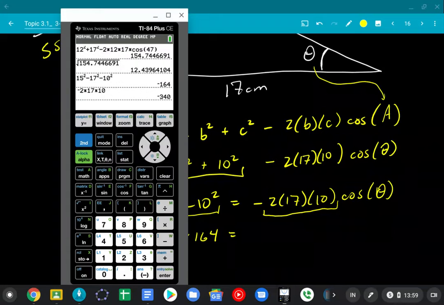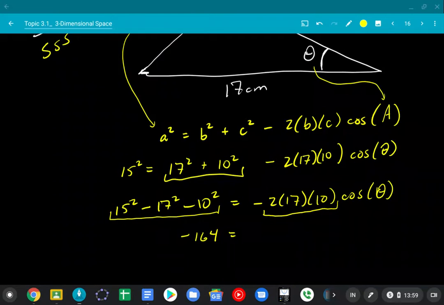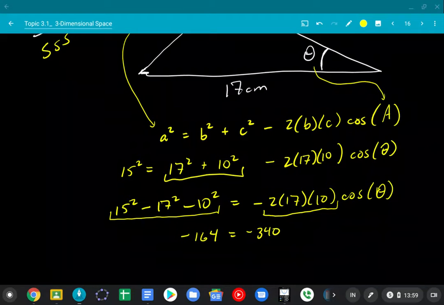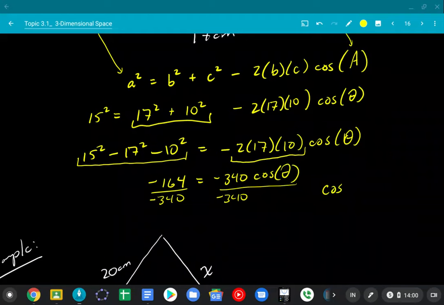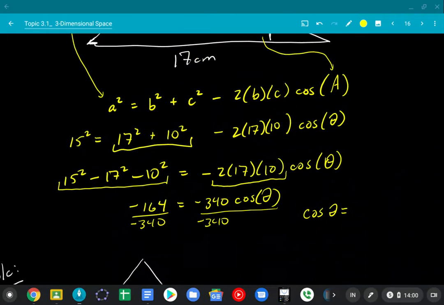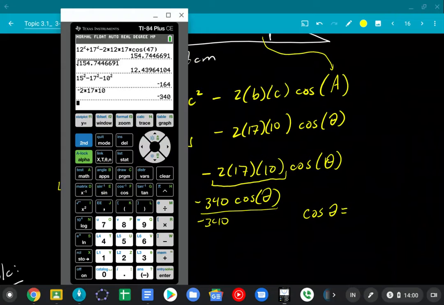All right. And we get negative 340 times the cosine of theta. Of course, I can divide by negative 340. And I'm going to get the cosine of theta is equal to, what is 164 divided by 340?